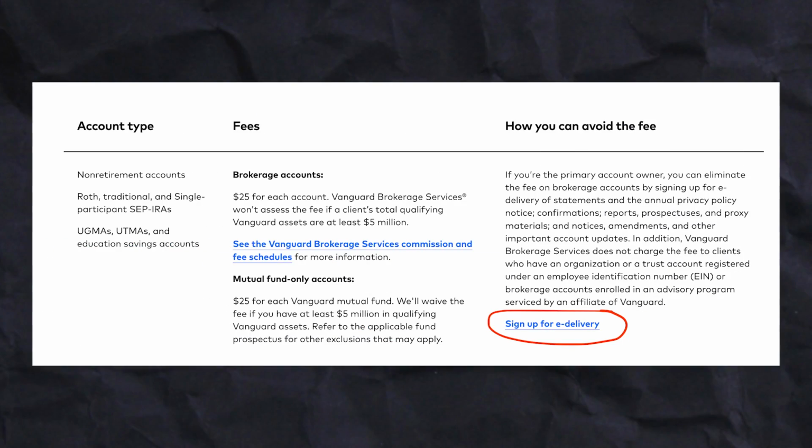So Vanguard does charge an account fee on an annual basis. However, you can get that removed if you sign up for e-delivery. So it's really not that big of a deal. And it's only about 20 bucks. And it also depends on which type of account you open. Whereas Fidelity and Charles Schwab do not have those types of fees, which is phenomenal. But again, you're splitting hairs here.